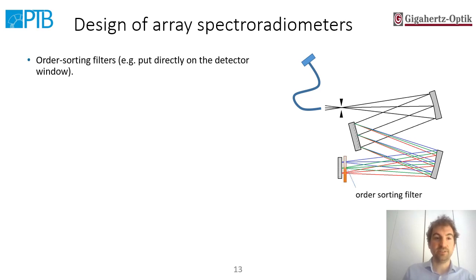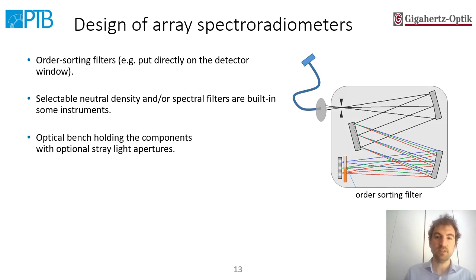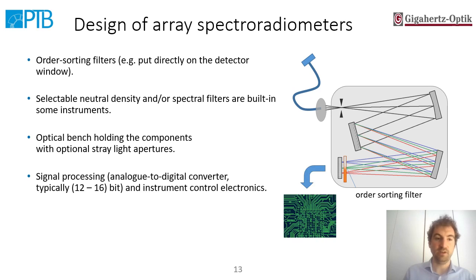Furthermore, we have some order sorting filters. They are used to eliminate the higher orders of the diffraction grating. Usually these filters are directly put on the entrance window of the detector. Some devices show neutral density or spectral filters in order to enhance, for instance, the dynamic range. Then we have an optical bench where all the components are fixed. We have some signal processing unit, which is usually in the range of 12 to 16 bit in terms of resolution, so in terms of the analog to digital converter.